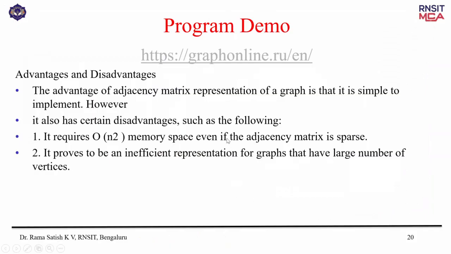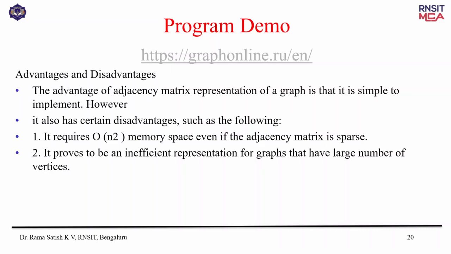But there are advantages. Advantages are very simple. Adjacency matrix representation of a graph is very simple to implement, but it also has some disadvantages. One is it requires O(n square) memory space, even if the adjacency matrix is very sparse. If you have more nodes and very few connections, it will unnecessarily take a lot of space.